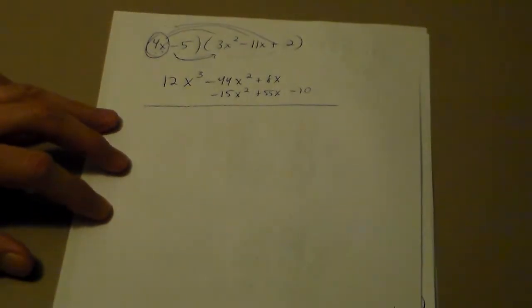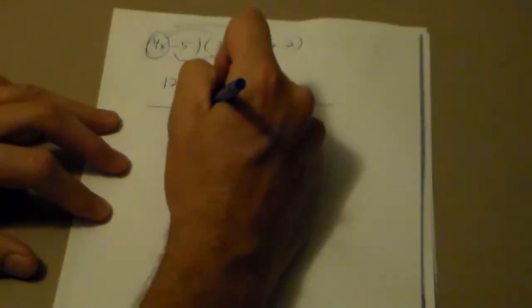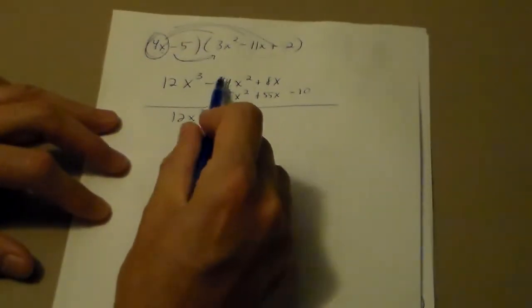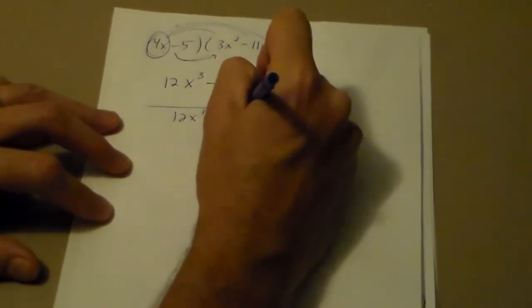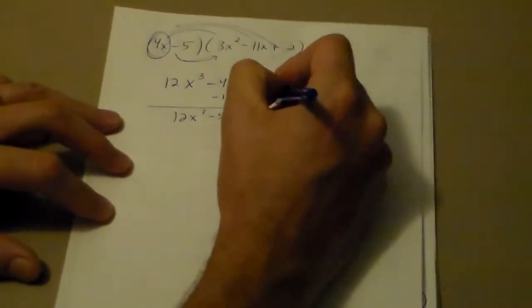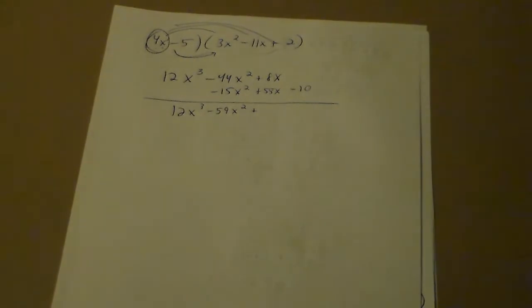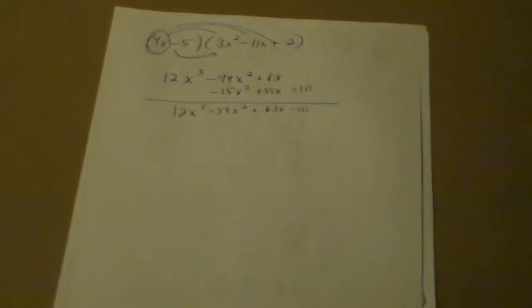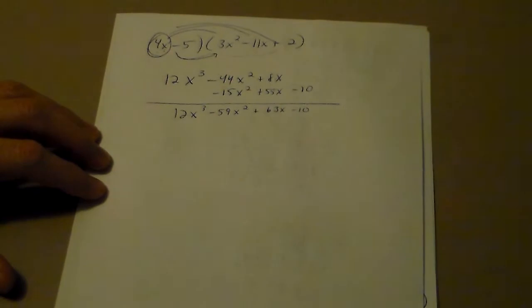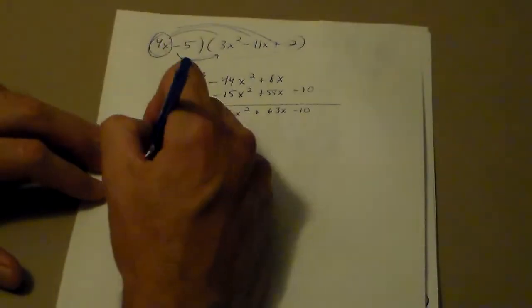So let's add up our like terms, guys. 12x cubed. That's going to be minus 59x squared. Plus that and that, 55 and 8, I think, is 63x. Minus 10. All it is is the distributive property. Okay, that's it. Nothing special there.